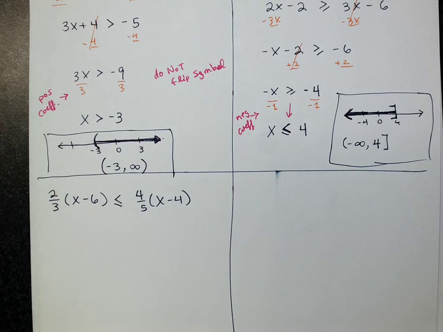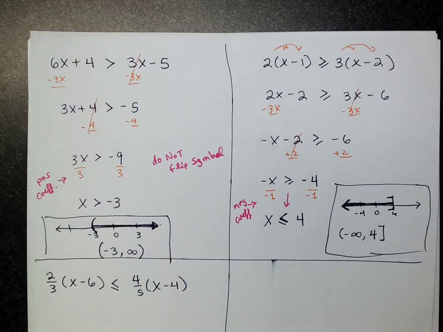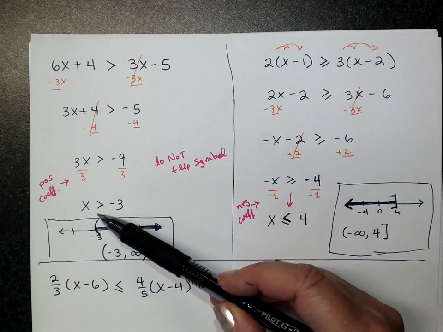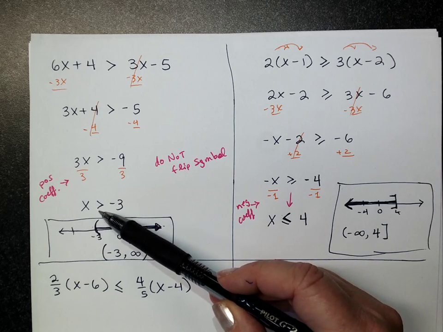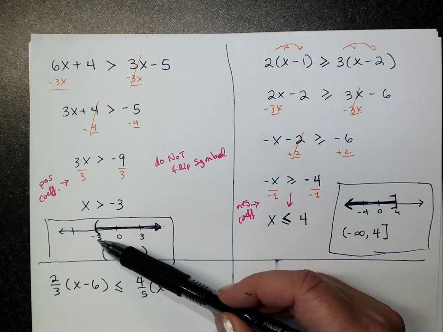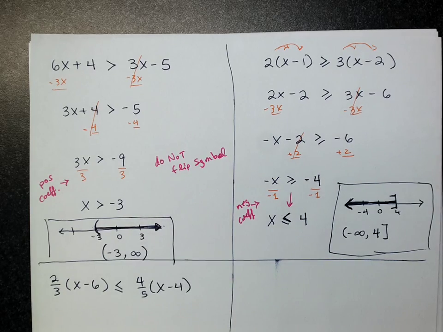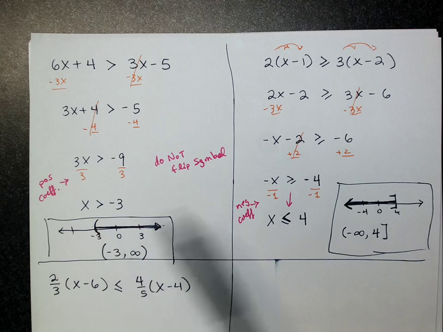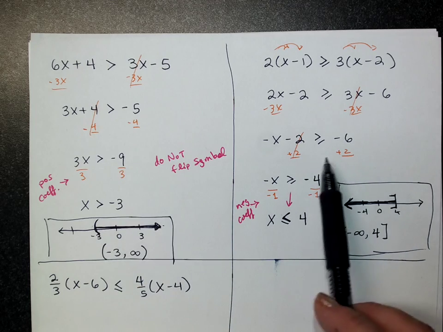Yes? On the first one, shouldn't the negative 3 be a bracket? No, because there's not an or equal to line here. Okay. So x is greater than negative 3. We start at negative 3, but it's not included. No. Infinities always get the soft parenthesis. The number may get a soft parenthesis or a bracket depending on whether there's an or equal to.